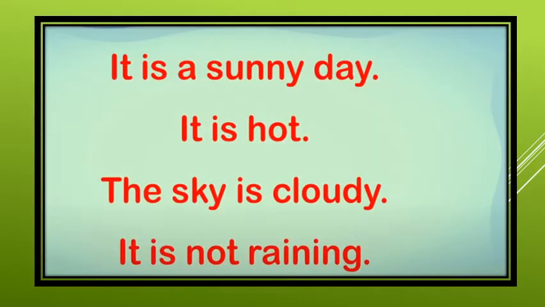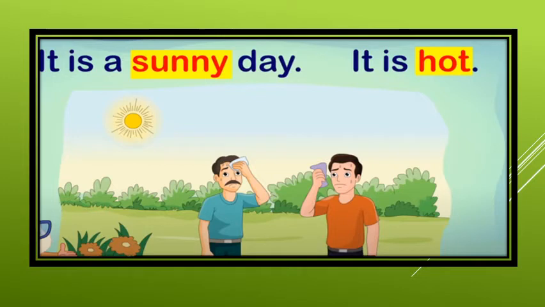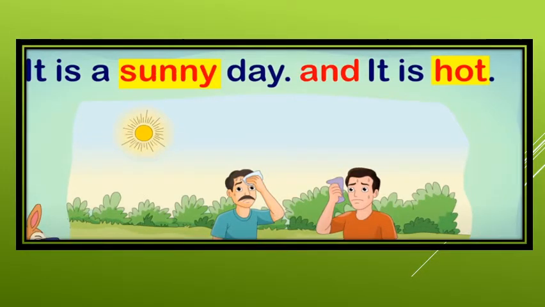Now let's have a look at these two sentences. It is a sunny day, it is hot. The sky is cloudy, it is not raining. In the first one, there are similar ideas. Let's read it again. It is a sunny day, it is hot. So sunny and hot are similar. So we will use and in this sentence to join these two sentences together because they are similar ideas.